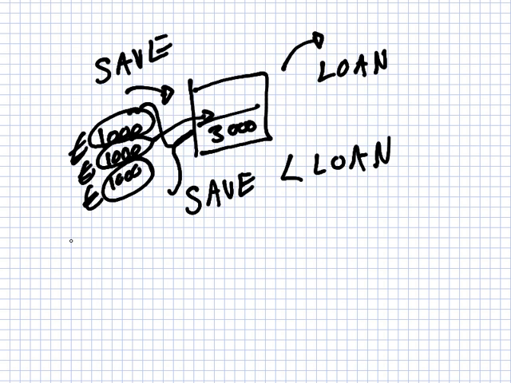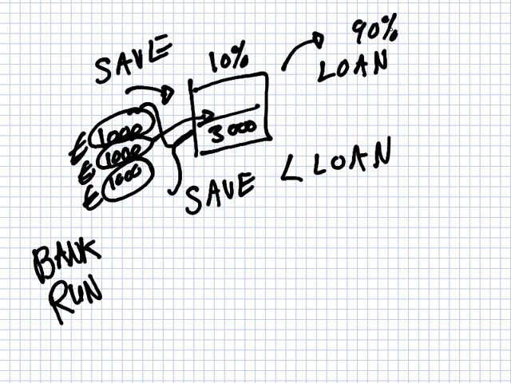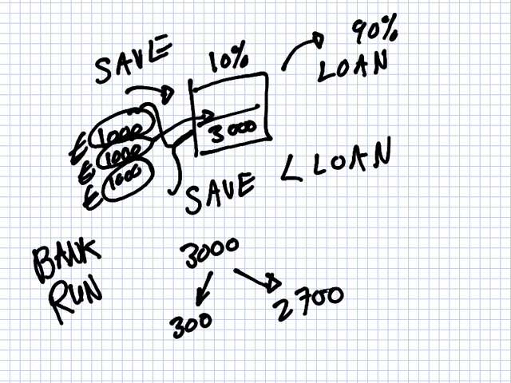And that actually has a name. It's called, does anyone know? It's called a bank run, where everybody asks for all their money at the same time. Anyways, in most countries, banks only keep 10% and they lend out 90%. So in this example of the 3,000, the bank keeps only 300 and then lends money to someone else, 2,700.